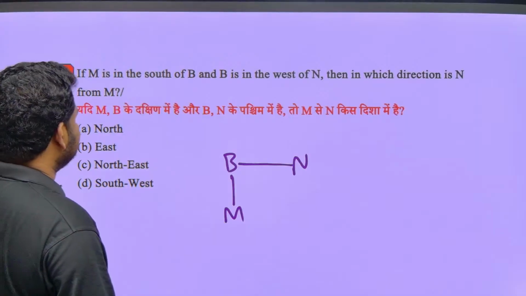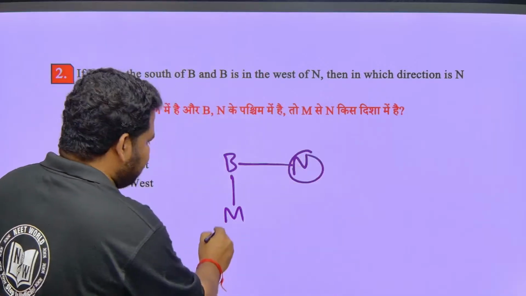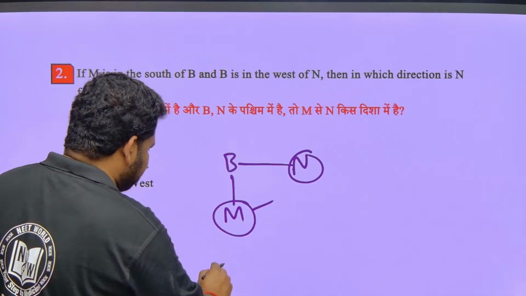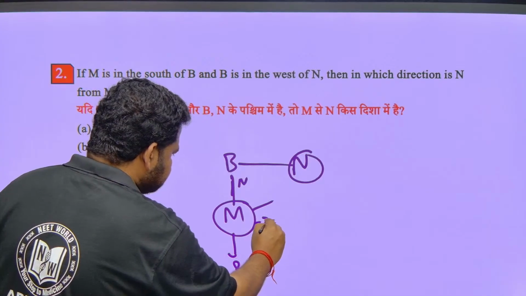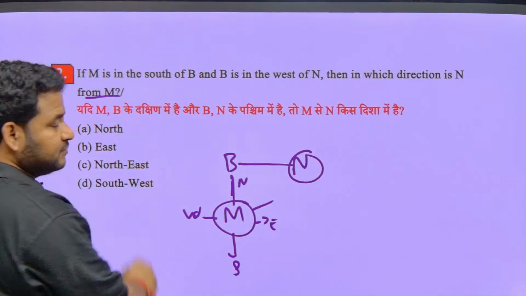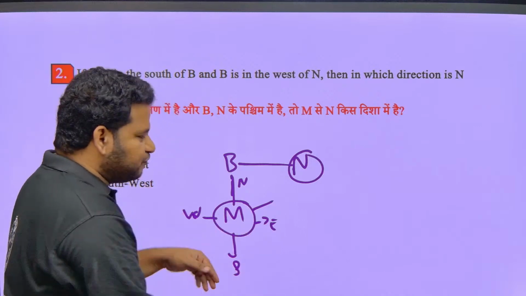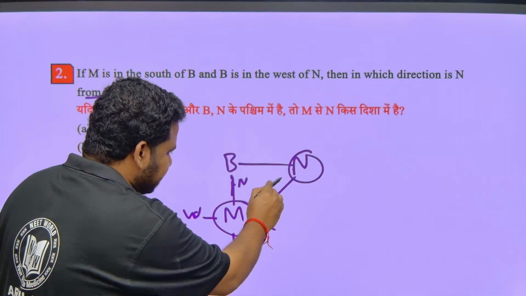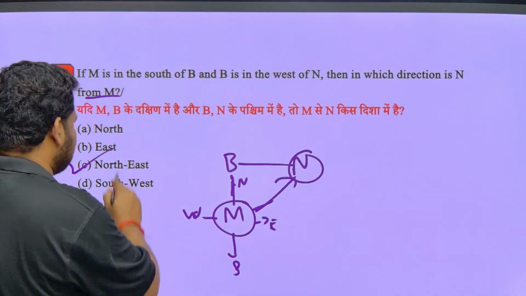Then in which direction is N? The direction of N, from where? From M. So this will become our center. So this is south, this is north, this is east, this is west. In which direction is N from M? This is between north and east. Between north and east, what is the direction? We call it northeast, that is option C.